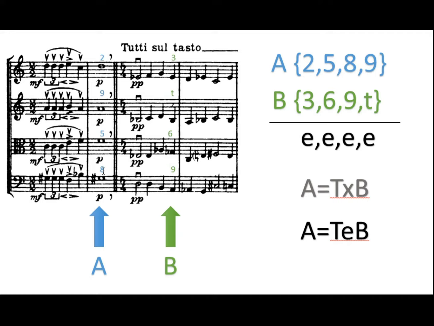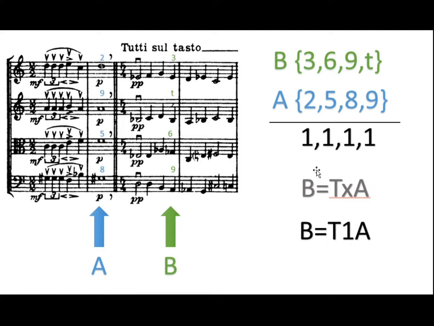Let's say you wanted to express the same relationship, but instead of saying what A equals, you want to say what set B equals. Then, instead of subtracting set B from set A, you would need to subtract set A from set B. 3 minus 2 is 1, 6 minus 5 is 1, 9 minus 8 is 1, T minus 9 is 1. These sets are still related by transposition, and the resulting number is the inverse of the other one. 1 is the inverse of E. Expressing this in the formula, in terms of set B, we say set B equals T1A. Or reading it backwards, if you started with set A and you added the number 1 to each integer, the result would be the pitch classes of set B.